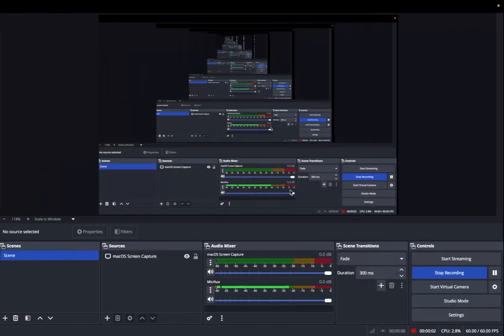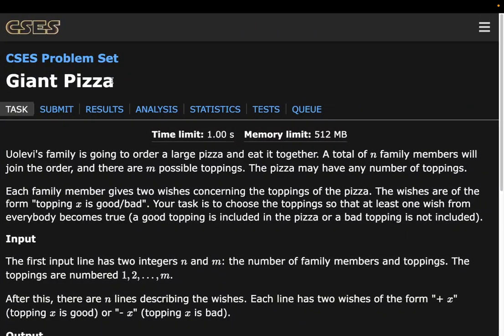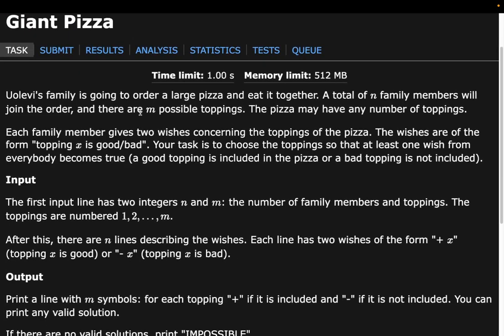Hello everyone. Today we are going to discuss the problem Giant Pizza from the CSES Graph problem set. Let's go through the problem.